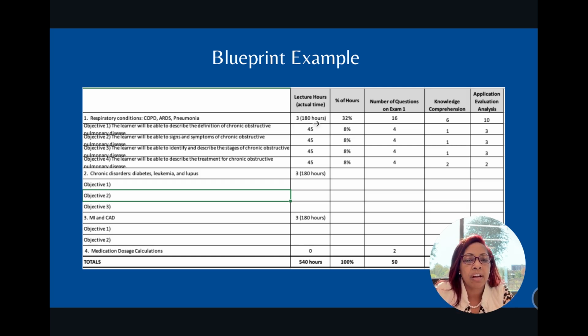And then we have 45 questions that we're allocating for objectives 1, 2, 3, and 4. Okay, and 8% is what 45 questions is equal to. Okay, so we have to divide the 180 hours by 4. And then same thing, I'm allocating 4 questions for each of those. And then I've decided, based on the content and the level of my student, that I'm going to allocate 1 question at the lower level and then 3 questions at the higher levels. Okay, and then for objective 4, I decided to do 2 and 2.